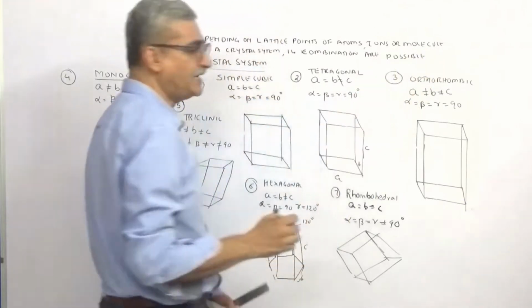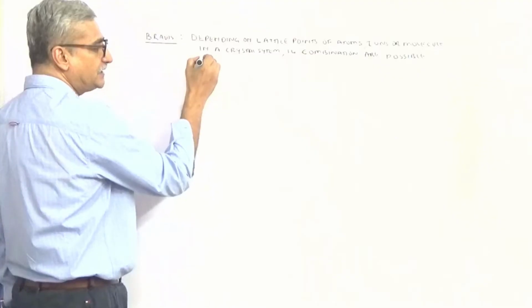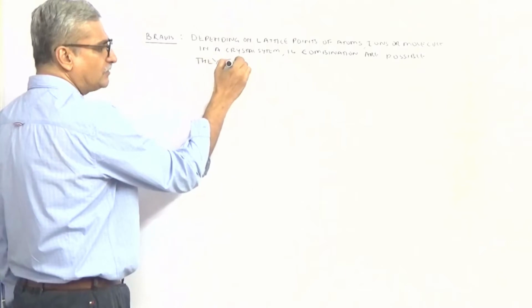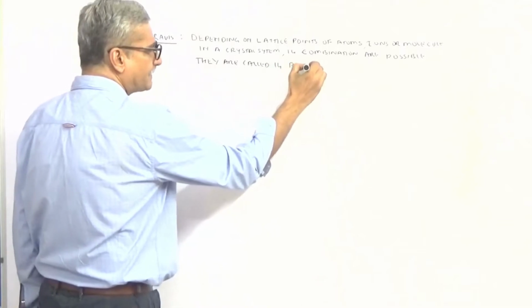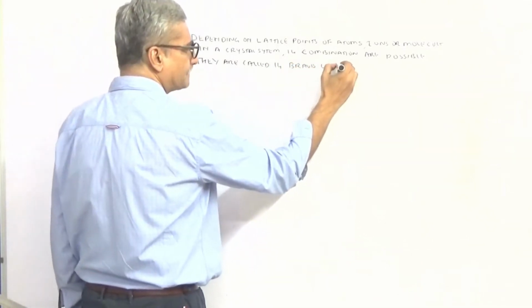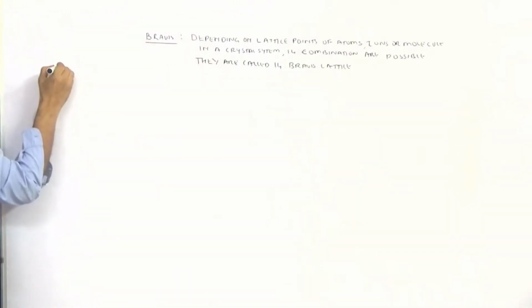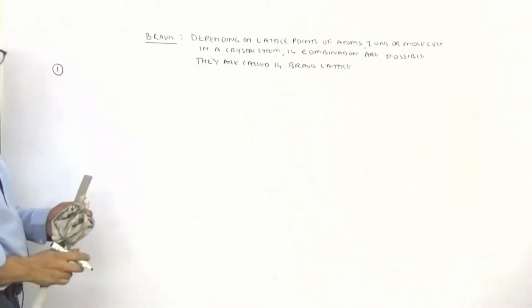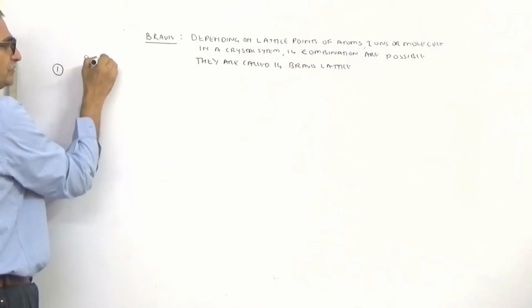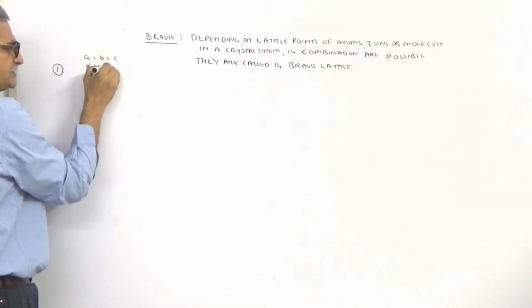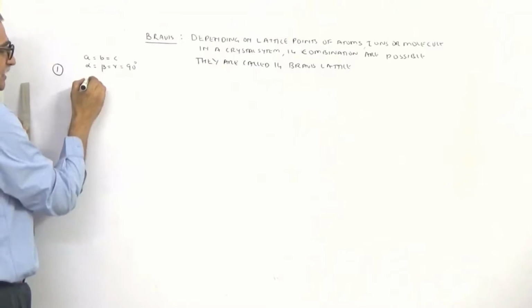So these were called Bravais lattice. They are called 14 Bravais lattice. So let us start from here. I have got a lot of space. The first crystal system, if you remember, was cube. A is equal to B is equal to C. Alpha is equal to beta is equal to gamma is equal to 90 degrees. So this was called the cubic system.